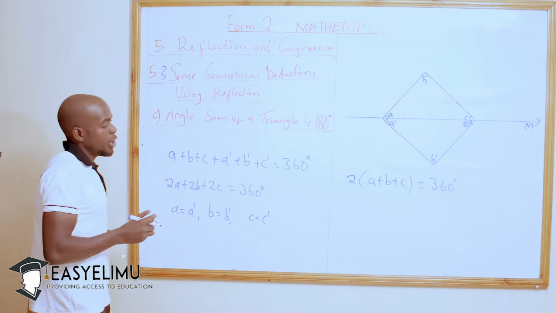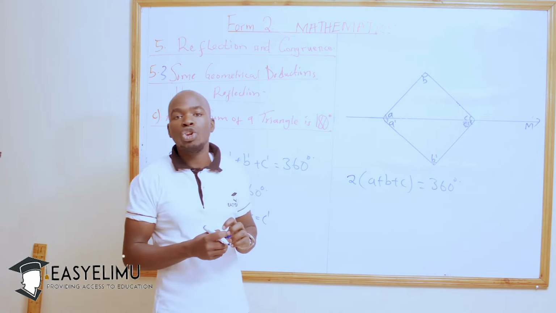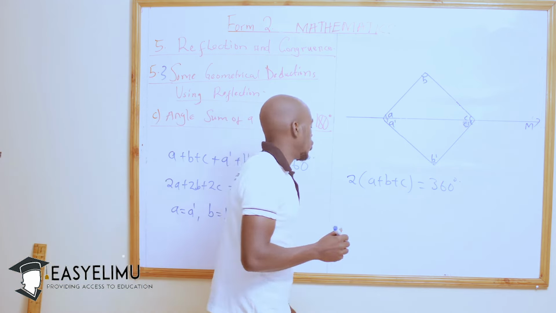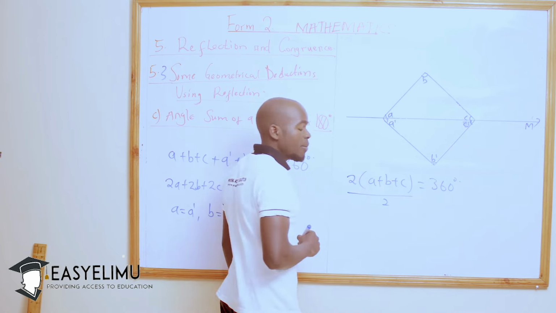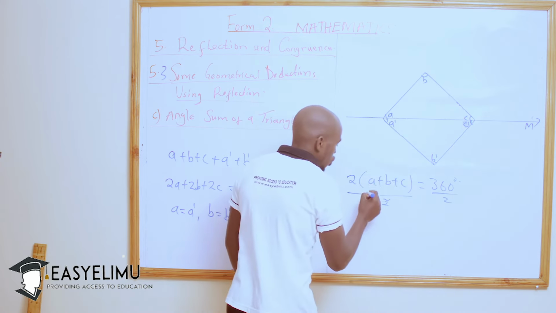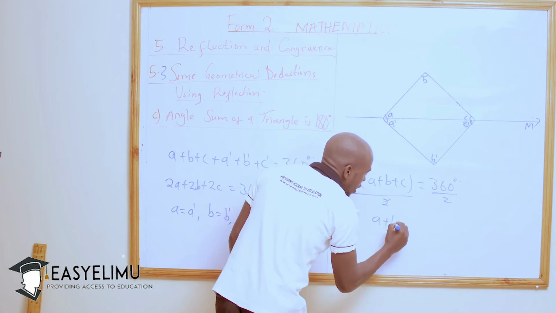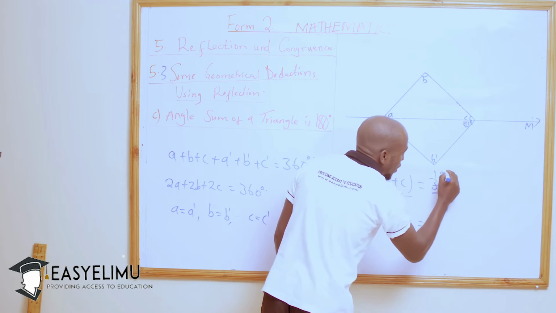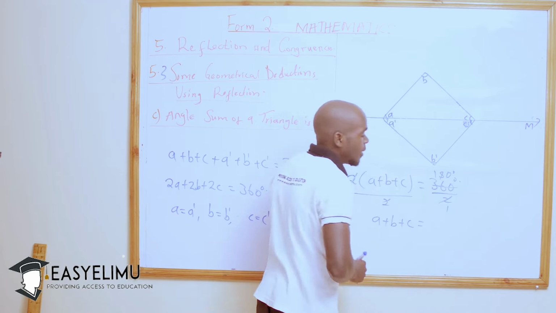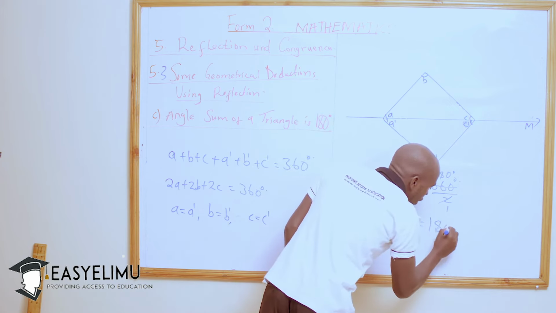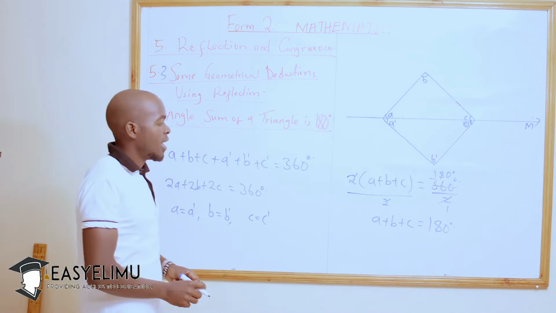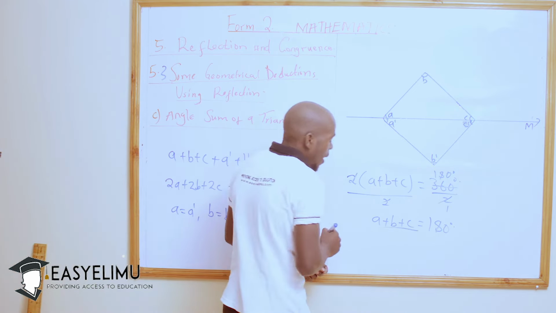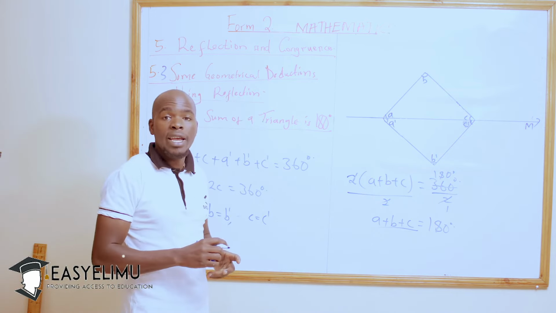If we divide both sides by 2 in order to find what the internal bracket adds up to, we shall find that if you divide this side by 2 and the other side by 2, you will have a plus b plus c, and this one gives you 2 here. Then 1, 2 into 360, you will get 180 degrees. So by calculation, as we can see there, if you sum up a plus b plus c, you will get 180 degrees.